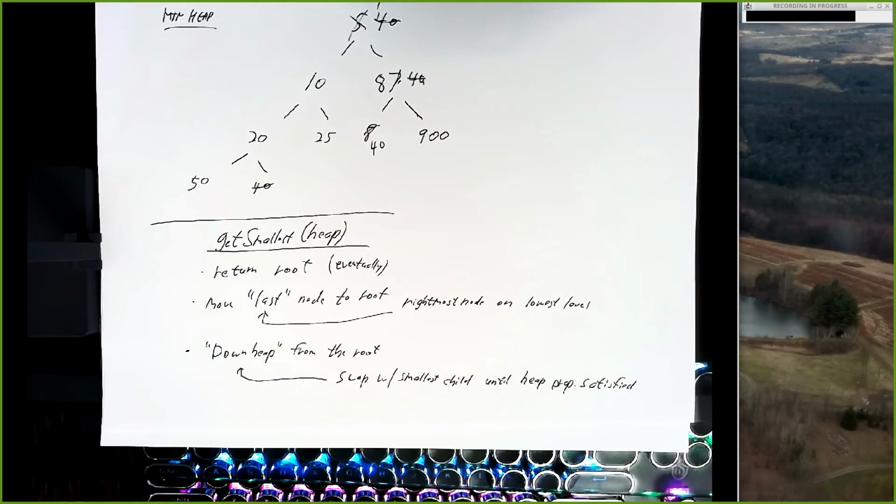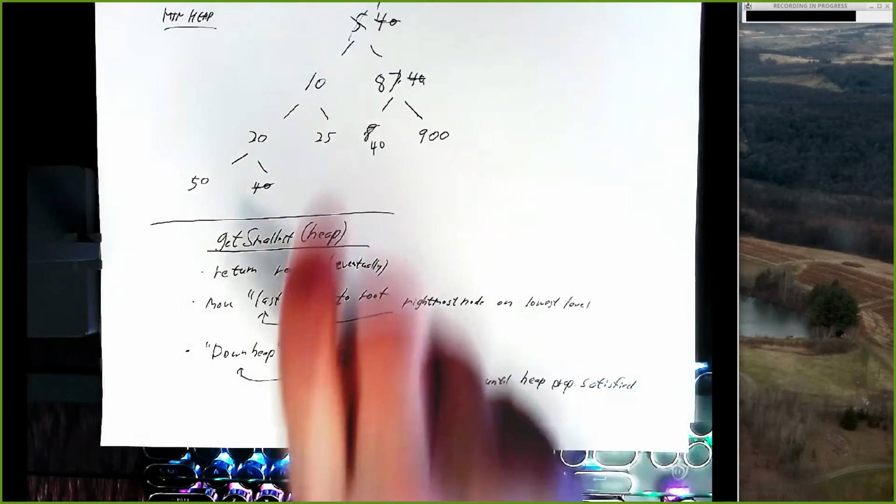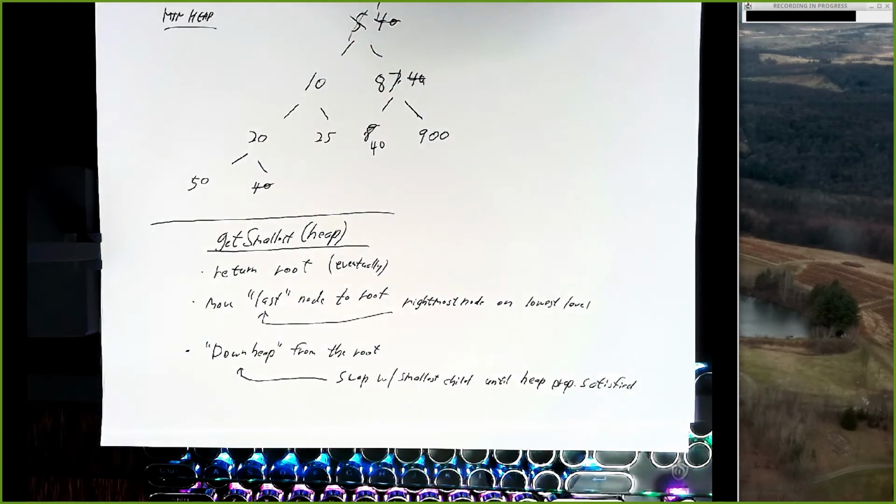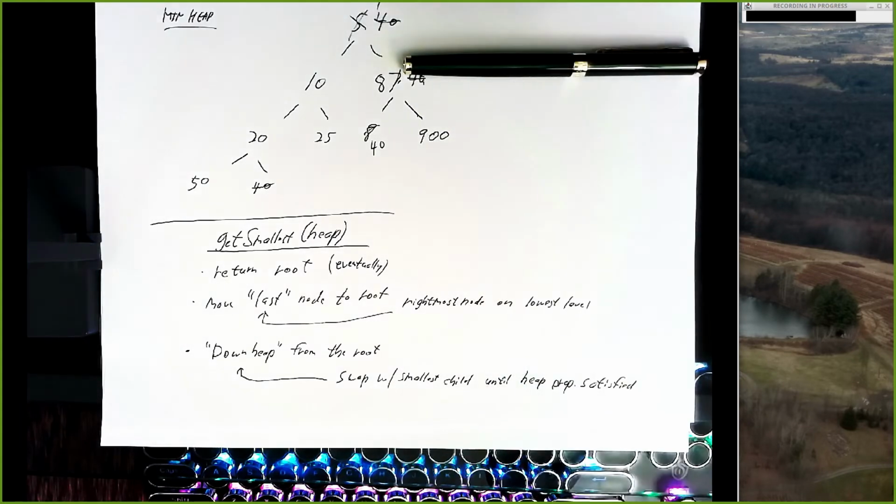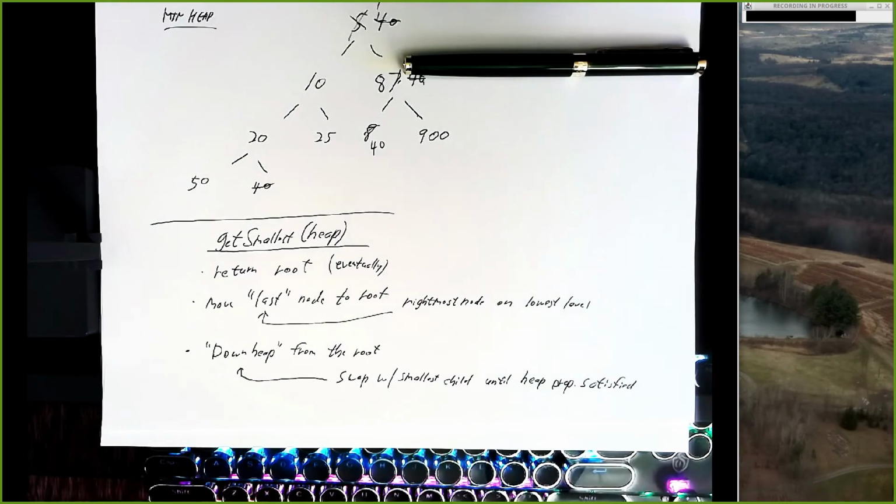So the smallest value is always at the root. To remove it from the heap, take the last node, put it up at the root, and then down heap, which means keep swapping with the smallest child until the heap property is satisfied. If we get partway down and the heap property is satisfied, we're done, because we know that further down the heap property was already satisfied, and so we don't have to keep moving down. So we don't have to recurse. This can be done with simple iteration.